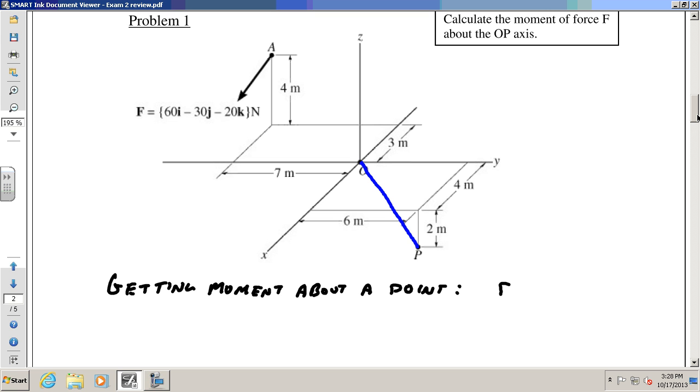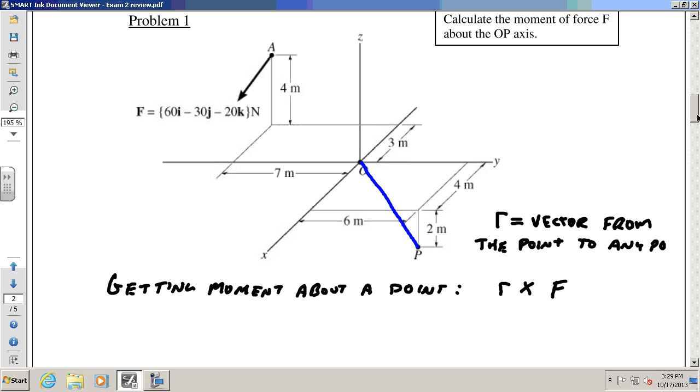You do R cross F, where R is a vector from the point you're doing moments about, to any point on the line of action, okay, on the force's line of action, okay?